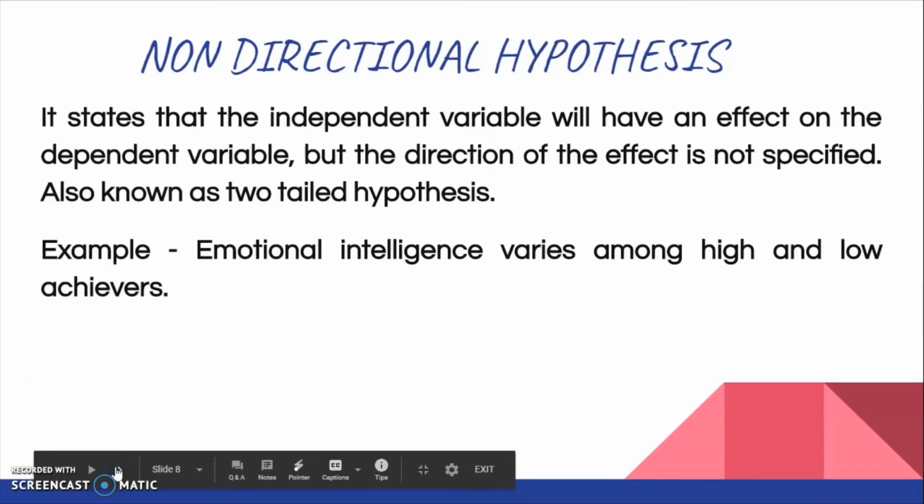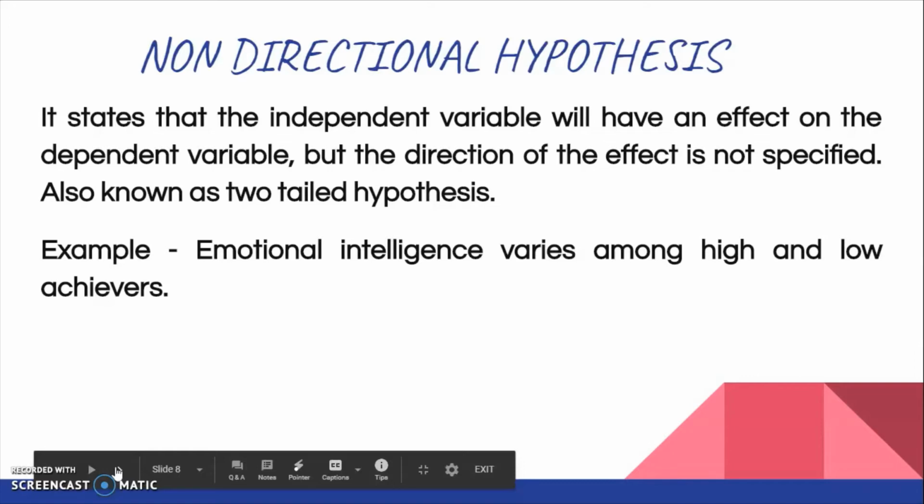In a non-directional hypothesis also, we say that there is a significant relationship between the variables, but we don't say any direction. We don't say that when one is high, the other one will be low, or when one is low, the other will be low. We don't make such a prediction. What we are doing is that we simply say that there will be a significant difference among these variables. We don't say the direction.